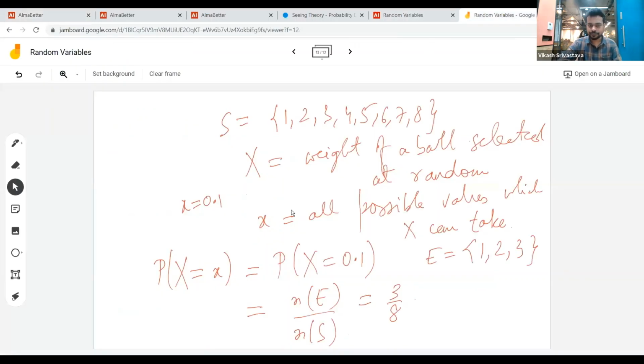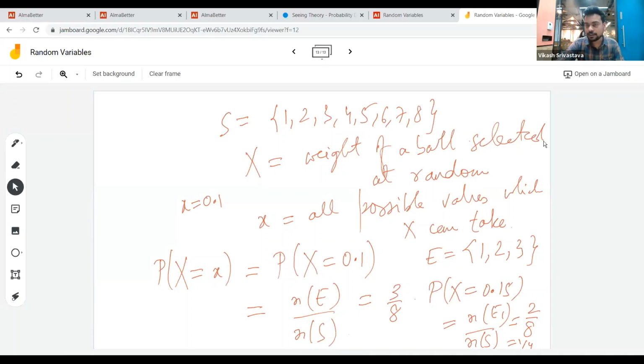In fact, you can ask a lot of other questions. For example, what will be the probability of X is equal to 0.15? You can define that as another event, let's say E1. You know that there are only 2 balls which have the weight 150 grams, essentially balls 4 and 5. So 2 by 8, that is 1 by 4. Or you can equivalently say that there is a 25% probability that our random variable capital X will take the value 150 grams.